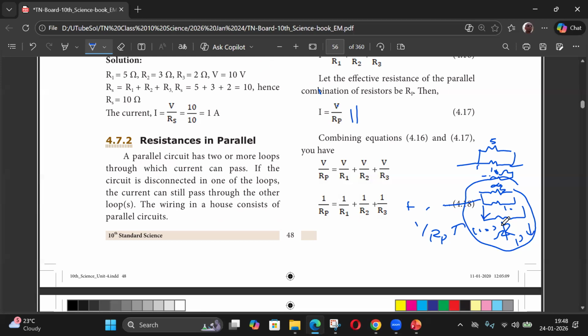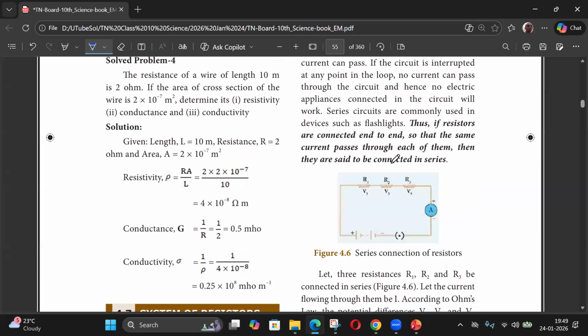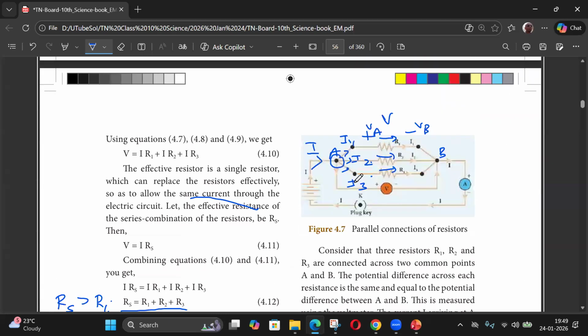So in parallel, even if you add a very high resistance as a new resistor, the effective resistance will go down, because I'm creating one more path. But in the series case, I'm creating difficulty. If I add more resistors, the current will go from here to here. It has to go through this difficulty, then this third difficulty. If I add one more here, it's extra difficulty. The resistance will be more when I add more and more resistors. But here, when I add more and more resistors, I'm creating extra paths, an additional fourth path for the current.